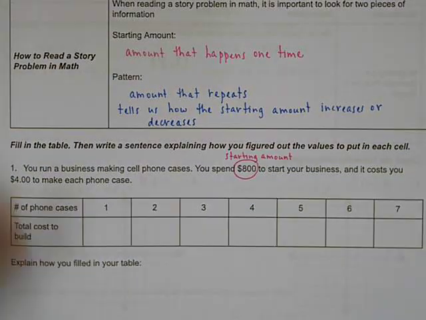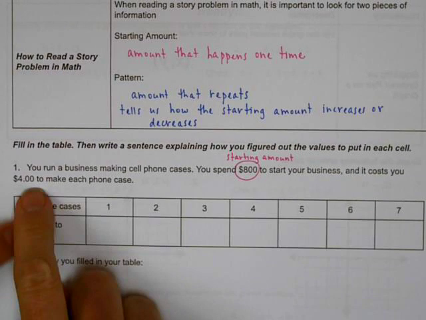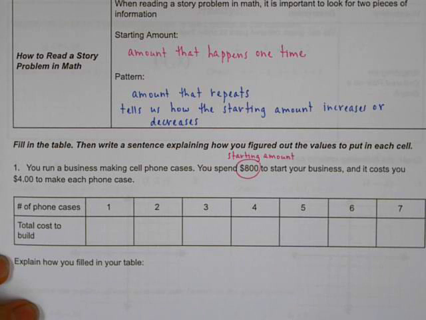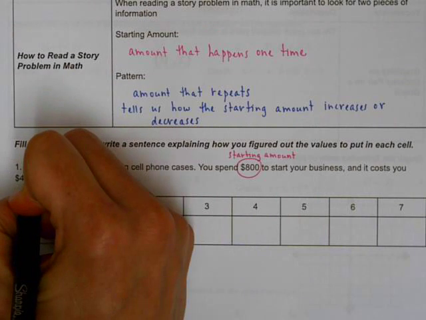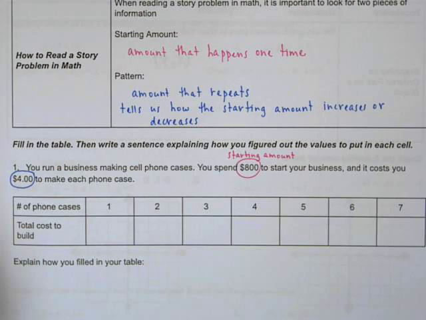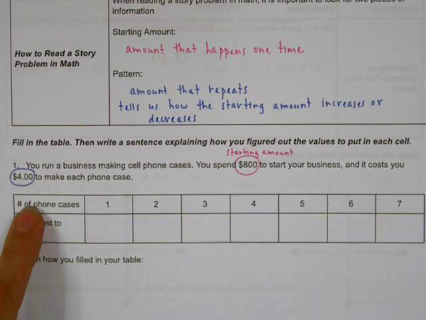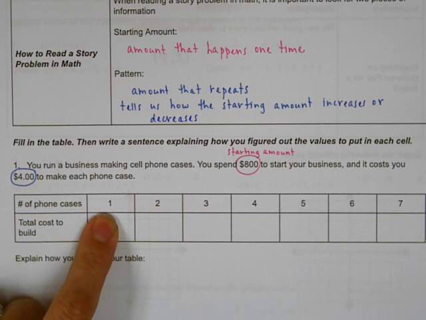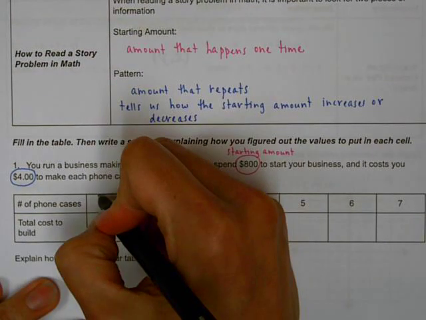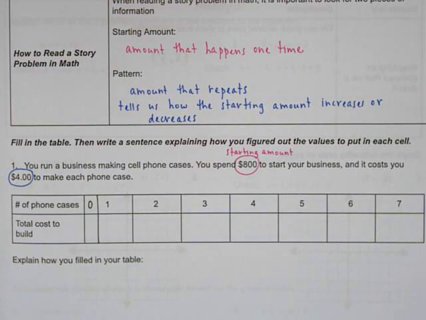Okay. Now, for the pattern, that's the amount that repeats. In my problem, it tells me it costs me $4 to make each phone case. So each time I make a case, I have to pay $4 more. That's going to repeat, so that's my pattern. So I'm going to use those pieces of information to fill out my table. Now, the most important thing to fill out or notice here is for the number of phone cases, it starts at the first phone case, but sometimes I think it's helpful to start even back at 0. So I'm going to add in a column, and this may be a strategy that helps you with these problems.